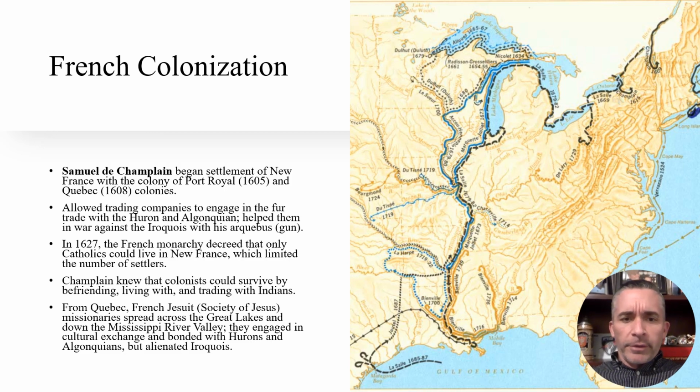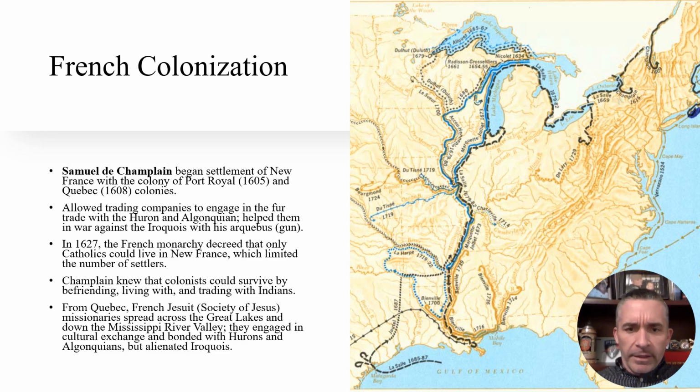So Samuel de Champlain, known as the father of New France, began the settlement of New France first at Port Royal, which is northeast of Maine, and what was Acadia in 1605, then Quebec in 1608, which is on the St. Lawrence River, closer to the Great Lakes, closer to Lake Erie. So Champlain allowed trading companies to engage in the fur trade with the Native Americans, particularly the Huron and the Algonquian.